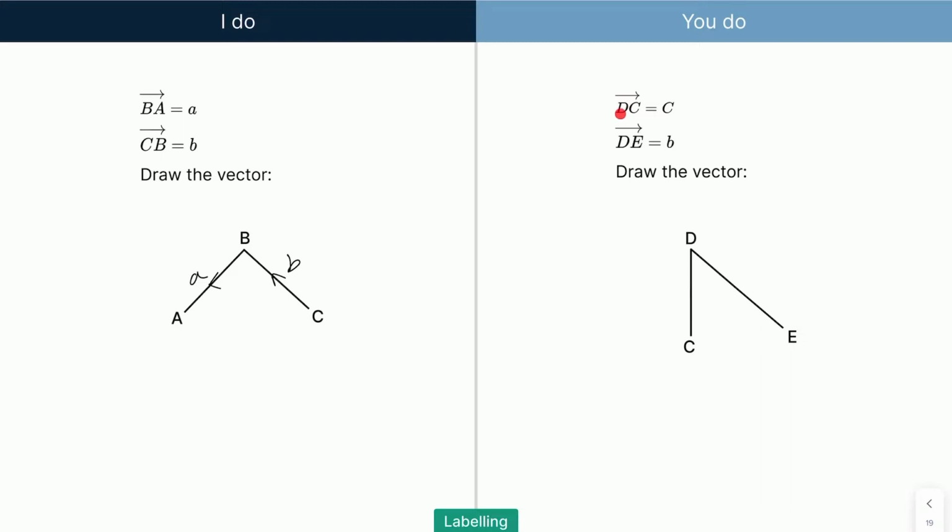So we are going from D to C in the first one. So we're starting at D, we're going to C, so it's going to point that way. And for the second one, we are going from D to E. So again, we're starting at D and we're going to E, so the arrow is going to be that way.